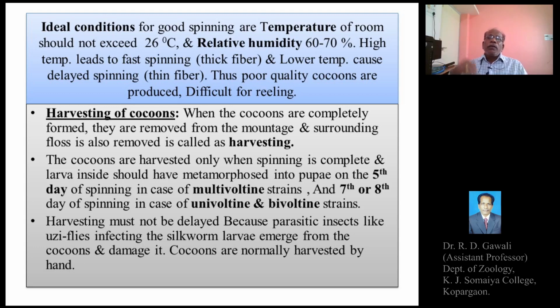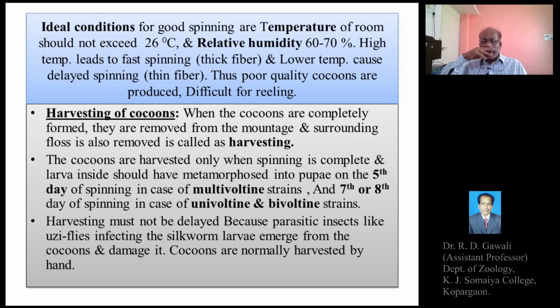And a lower temperature will cause delayed spinning. The lower temperature causes delayed or slow spinning, that is, slow release of the substance of silk, and this will lead to the formation of a thin silk thread, or there may be fragments. The silk thread can cut or break, so fragments of the silk thread can be produced during the spinning activity.